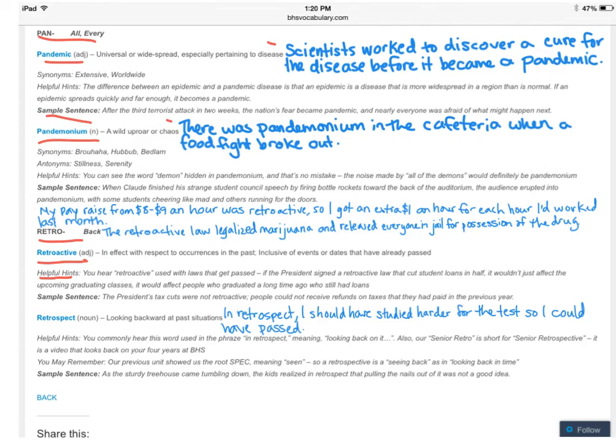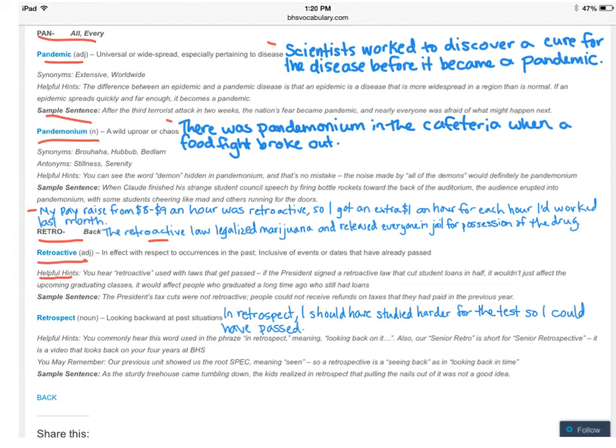All right, so these two examples up here. My pay raise from $8 to $9 an hour was retroactive, so I got an extra $1 an hour for each hour I'd worked last month. So pay raises are usually not retroactive, but if a pay raise is retroactive, that means your salary went up to $9 an hour at the beginning of last month, so now you get paid extra for those hours that you already worked.